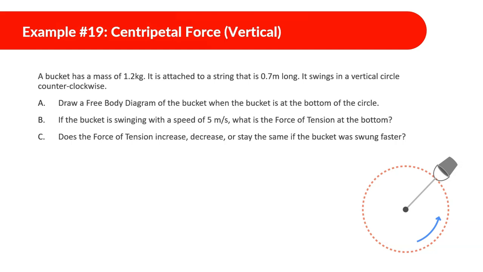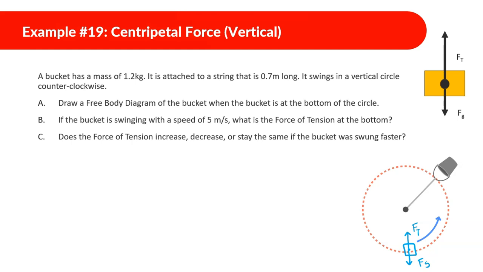Okay, I believe this is the last one, and then we're going to start talking about something pretty cool next time. So a bucket has a mass of 1.2 kilograms, is attached to a string that is 0.7 meters long. It swings in a vertical counterclockwise circle. Draw a free body diagram of the bucket when it is at the bottom of the circle. Okay, so we have it over here. We have force of gravity going down, and we have force of tension, the tension of the string holding it up. So it should look something like that.